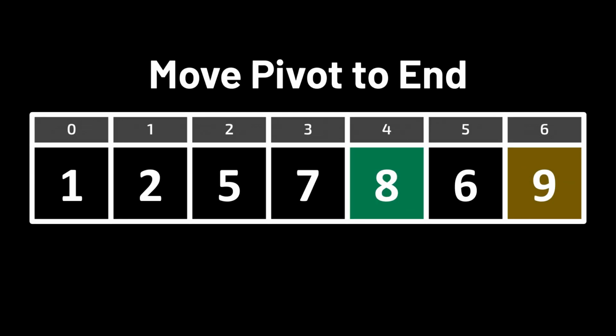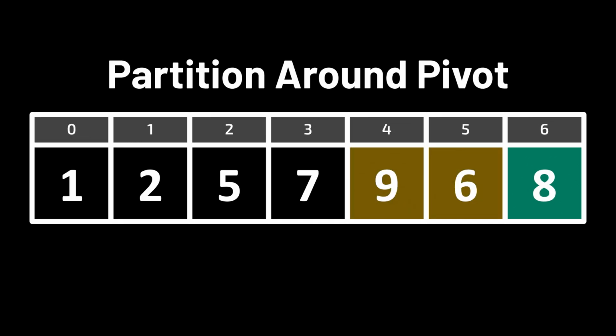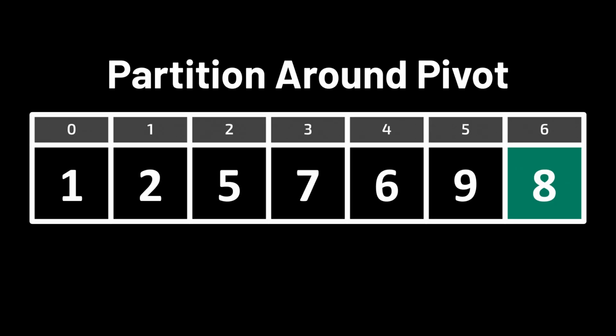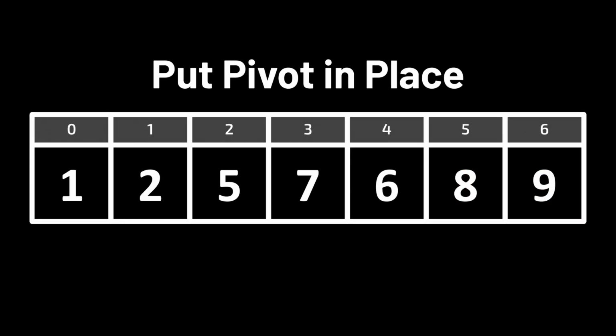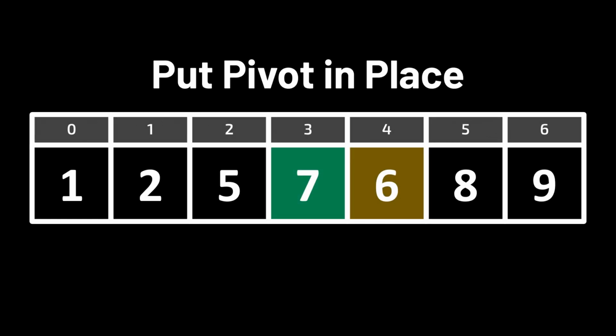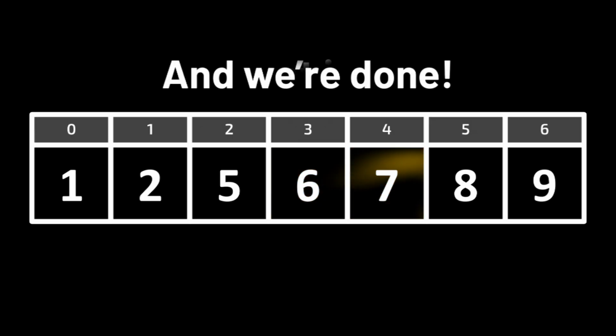Let's pick 8 as our new pivot and move it to the end. 7 and 6 are smaller than the pivot, while 9 is larger, so we'll move 6 to the left and 9 to the right. Now that our partition is sorted, we can move the pivot to its correct place. Our final partition contains the numbers 7 and 6, so we choose 7 as the final pivot and move 6 to the left, as it is smaller than 7. And we're done!